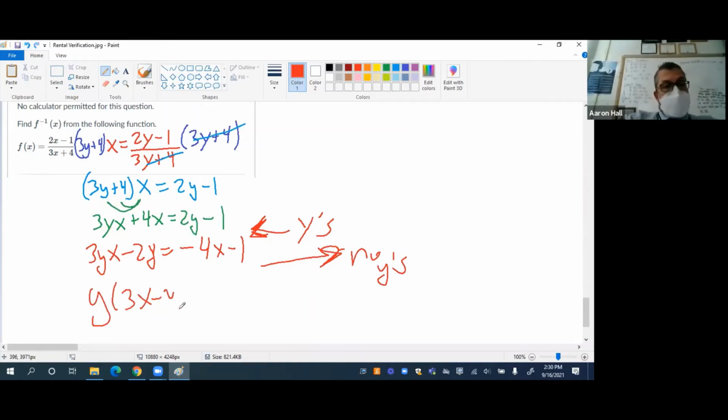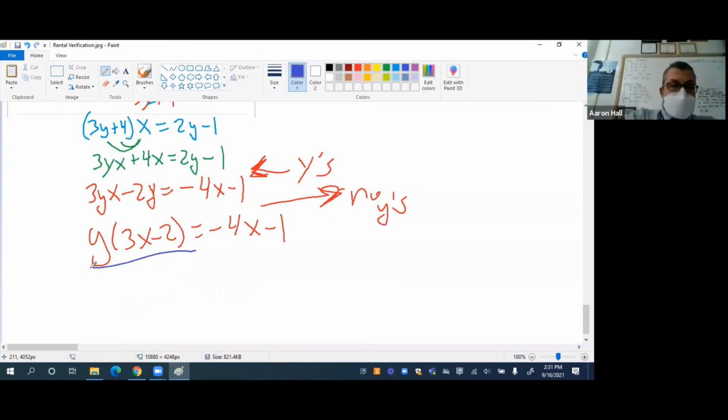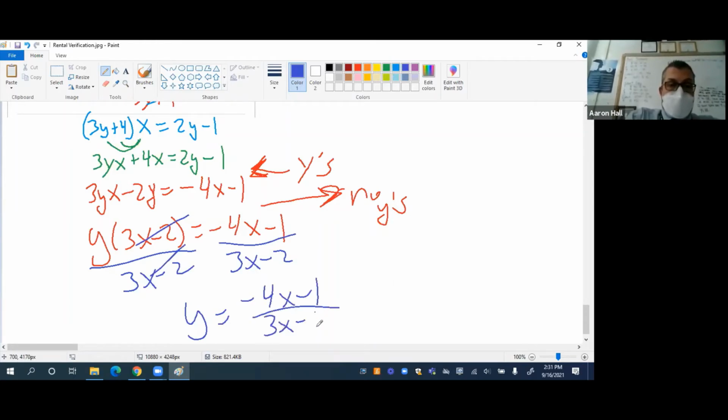3x minus y, oh, minus 2, I'm sorry, minus 2, I factored out the y. All right, equals negative 4x minus 1. What's the last step? Yeah, let's divide both sides by this 3x minus 2. This 3x minus 2 goes away and we're left with y equals negative 4x minus 1 over 3x minus 2.